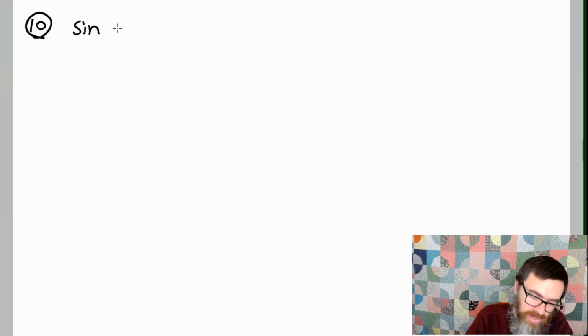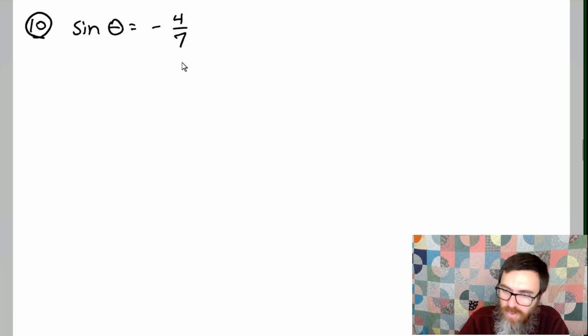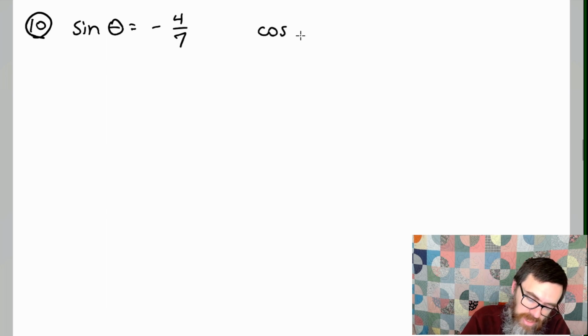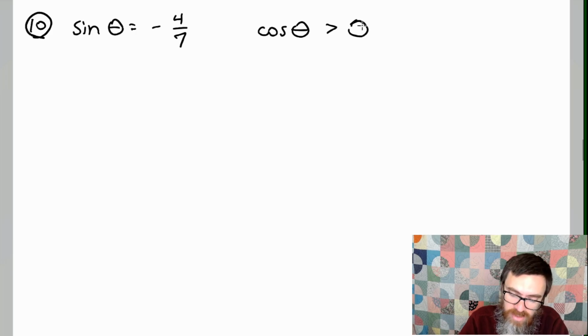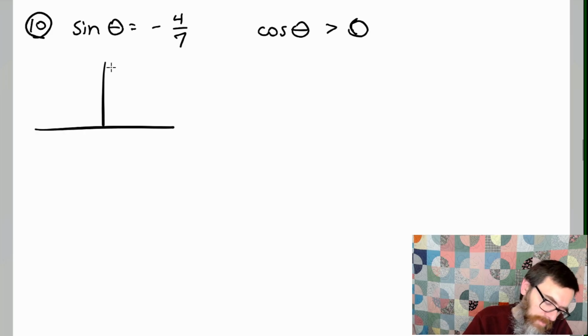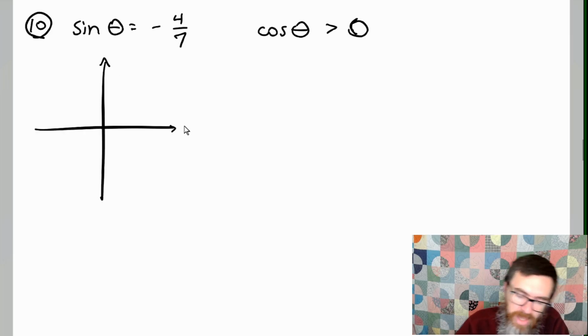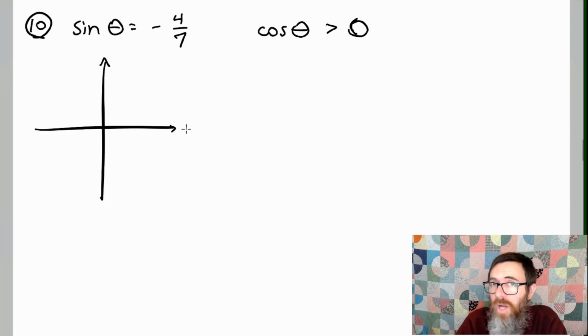Number 10 says the sine of theta is negative 4/7, and my cosine is going to be positive. That doesn't necessarily tell me what quadrant it's in. Or does it? Let's see. Now, if you've been paying attention, you may remember that I said that sine is heavily connected to the y. So if sine is negative, that means it has to be in one of the 2 bottom quadrants, either in quadrant 3 or quadrant 4.